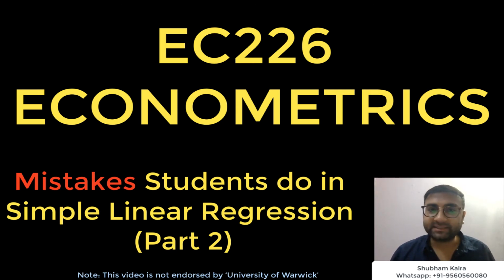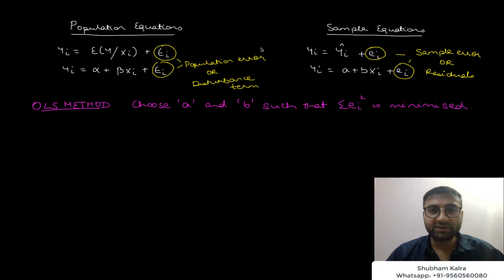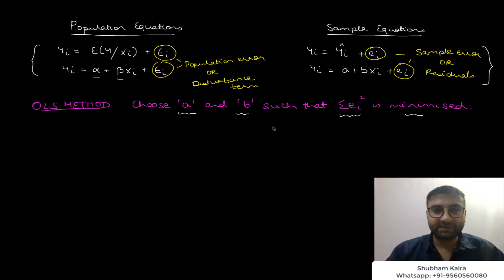So let's get started. In my last video, I talked about the structure of the regression equations. We discussed the population equations and the sample equations. I've written a couple of population equations over here and sample equations over here. In this video, I'm going to talk about the method of OLS. As per the method of OLS, we have to choose A and B such that this expression is minimized. Note that A and B that we have over here are the estimators. Alpha and beta that we have over here are the parameters. And as per the method of OLS, this is how we figure out the formulas for A and B. Now let's talk about the mistakes that students make while working with the method of OLS.